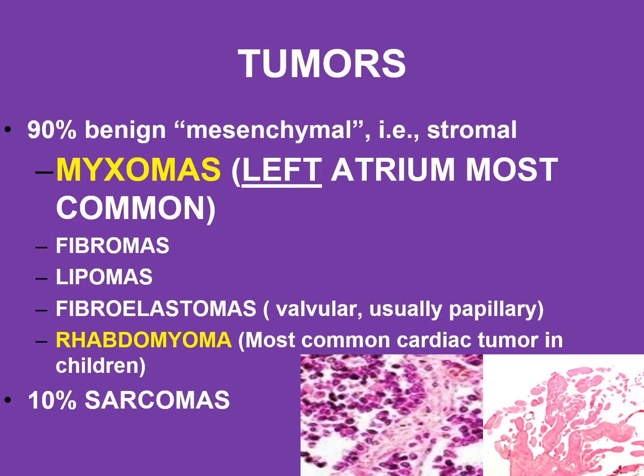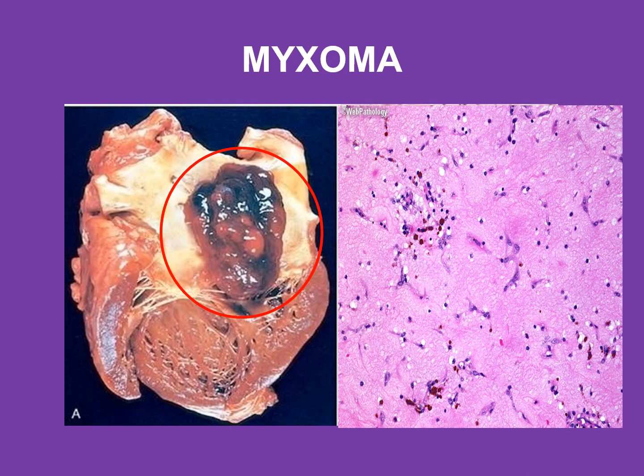Tumors, so we know very well about this. We have myxoma. The left atrium is the most common site, but from the census, you can also see fibromas, lipomas, fibroelastomas, and of course, rhabdomyoma, which is the most common cardiac tumor in children. But the malignancies that we see are mostly sarcomas, which are similar to those of soft tissues. So you can see angiosarcoma, leiomyosarcoma, rhabdomyosarcoma, synovial sarcoma.